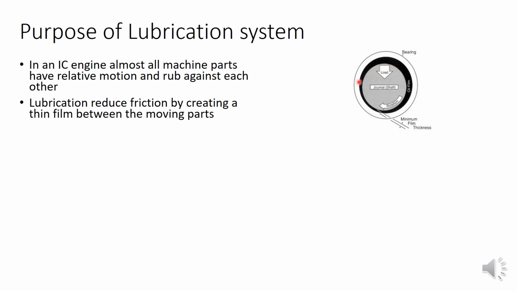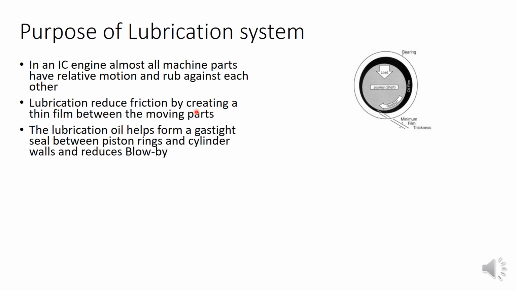Like this, this is a shaft which is rotating inside a bearing, and if there is no lubrication, the two surfaces will have some contact and friction will be there, and ultimately some wear and tear will happen. To avoid that, we are applying a thin film of lubrication oil like this. So this is the major function of a lubrication system, to reduce friction so that we can avoid the wear and tear of components.